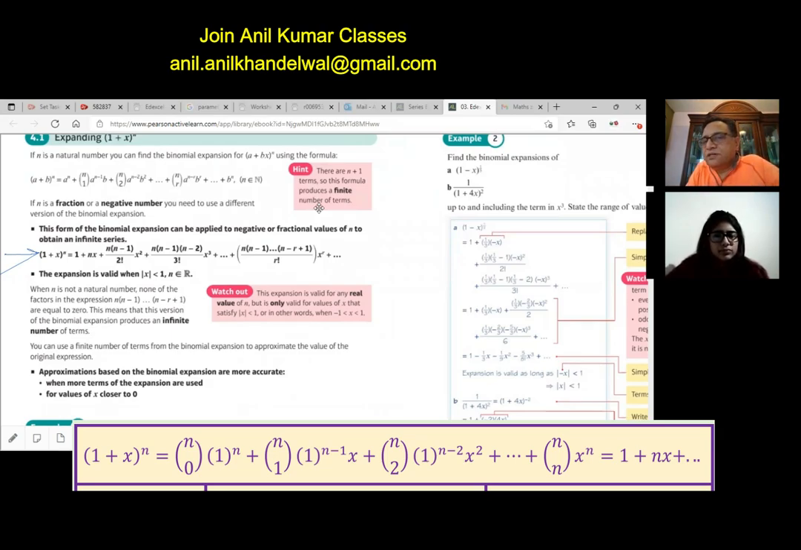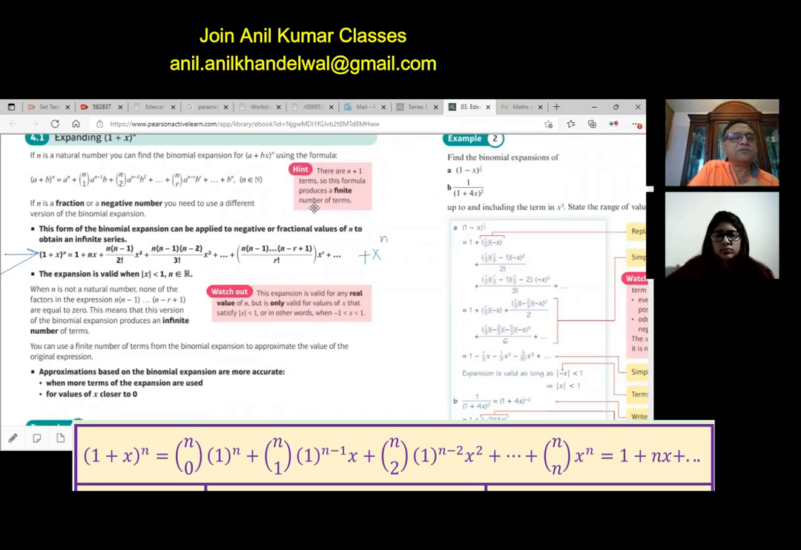The first term is a constant, 1. So x to the power of 0, x to the power of 1, and the last term will be x to the power of n. Is it okay? So it will go up to x to the power of n, correct? And there the coefficient is going to be 1, correct? The numerator and denominator will cancel for the coefficients. That is your expansion now.